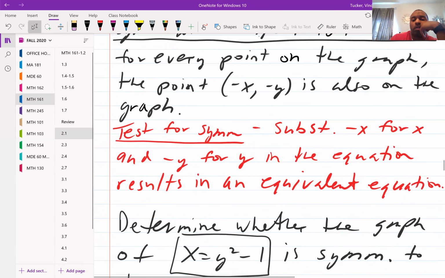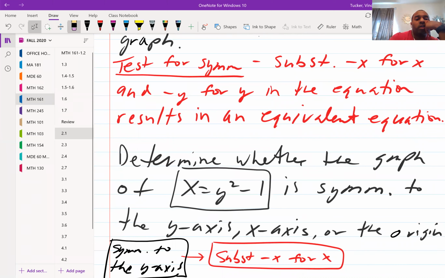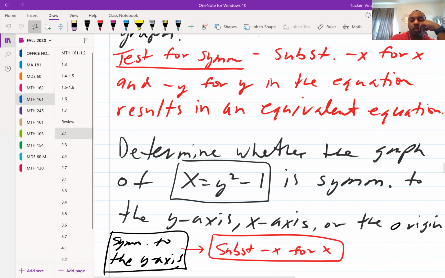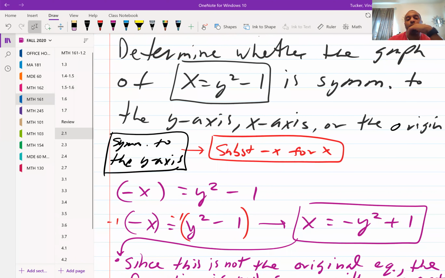All right, so let's try this out. It says determine whether the graph of x equals y squared minus 1 is symmetric to the y-axis, x-axis, or the origin. It doesn't matter which symmetry you prove first. So I'm looking at being symmetric to the y-axis first. So you have to substitute in negative x for x into the function.